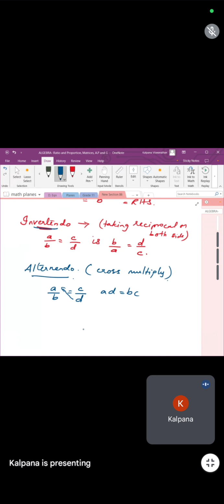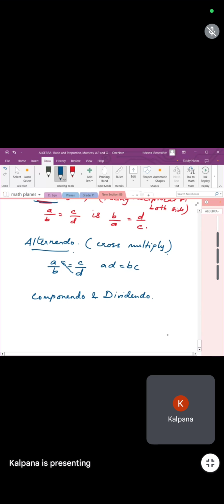So together, componendo and dividendo, in short we can call it the C and D rule. So here what do we do, children? We have A by B. What will be the componendo and dividendo rule when we apply it to A by B? It becomes A plus B by A minus B.